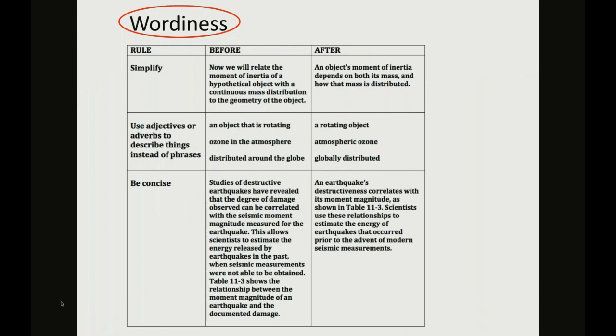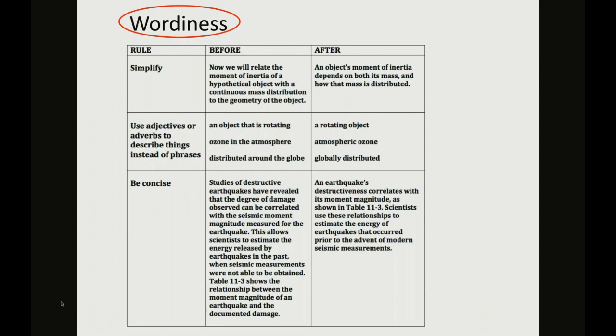First, simplify. Here's the before. Now we will relate the moment of inertia of a hypothetical object with a continuous mass distribution to the geometry of the object. Now, this sounds very cool, but if you want to write down something that is easy to remember, you might say instead, an object's moment of inertia depends on both its mass and how that mass is distributed.